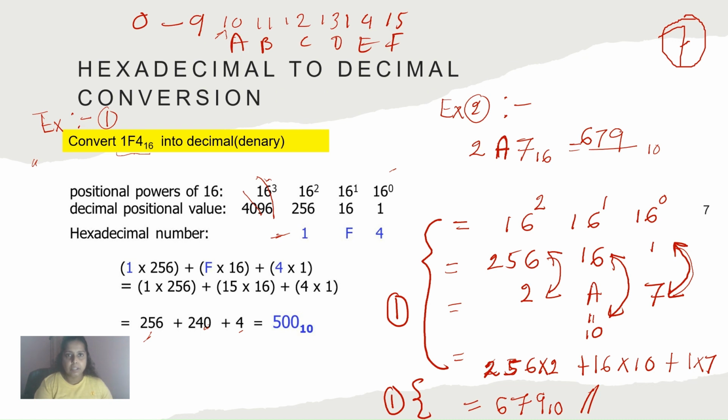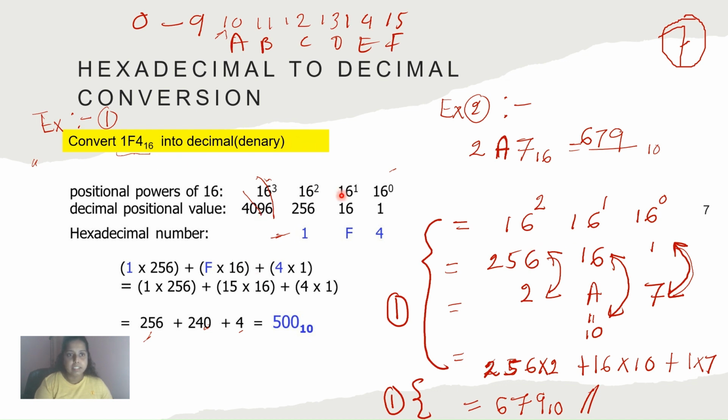Now let's talk about hexadecimal to decimal number conversion. That is also a very important number conversion that we have to consider. Here in hexadecimal to decimal number conversion, we can see this example: convert 1F4 in base 16 into a decimal number.